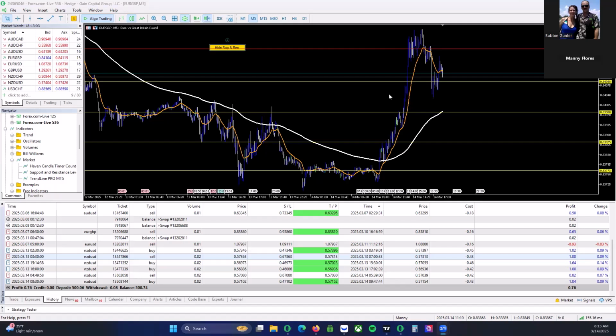For 0.01 of this currency pair, it's going to cost you $63.50. Now, the Australian US dollar costs you $20 for 0.01. So let me share my screen real quick, sir, so I can show you exactly what I'm talking about.